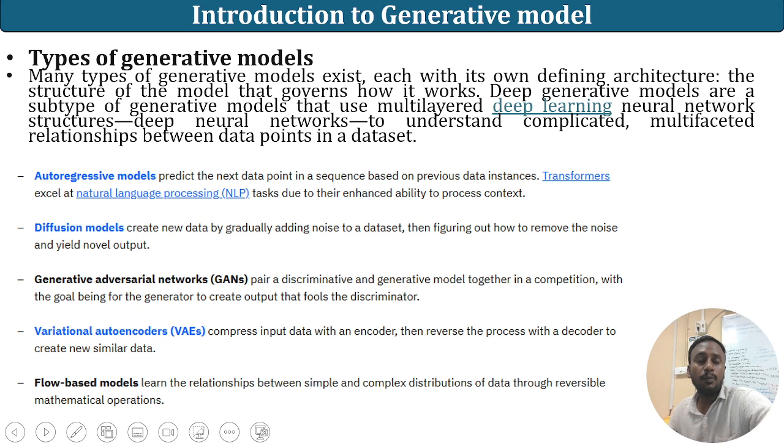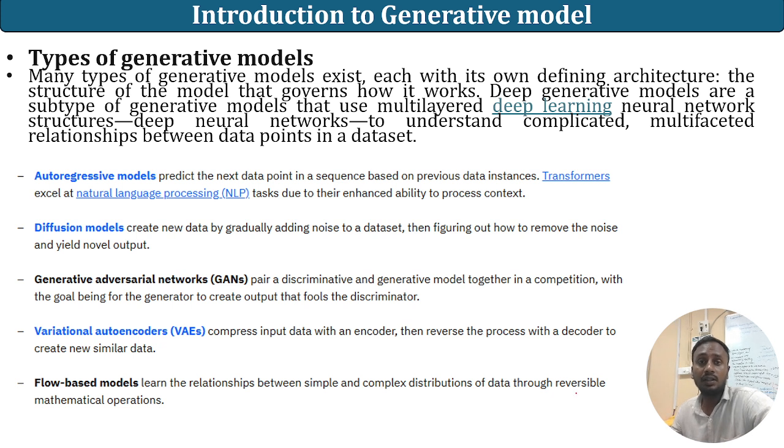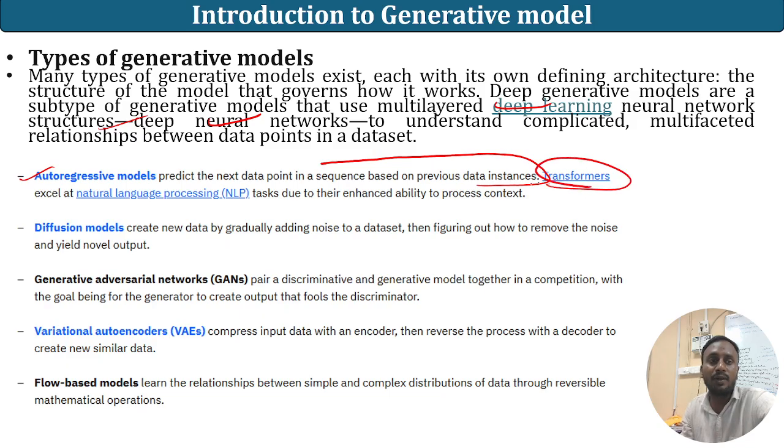So now we'll talk about the types of generative models. Many types are there actually, and if you look, they use multi-layer deep learning neural network structures. The first one is the auto-regressive model. It predicts the next data point in a sequence based on the previous data instances. It's called a transformer, which excels at NLP.